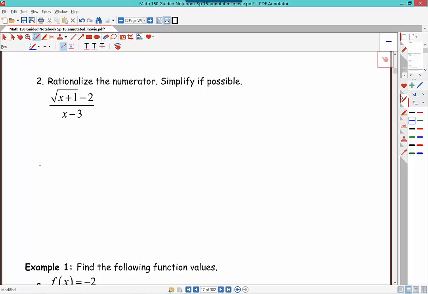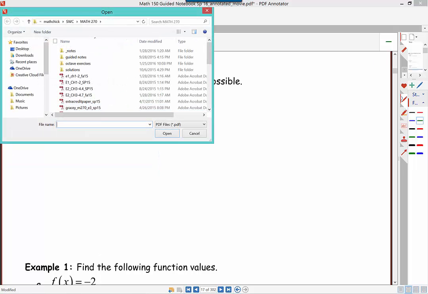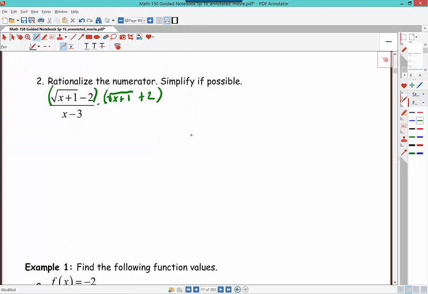There's a whole evil plan, okay? So to rationalize the numerator, basically you are looking to generate a difference of squares situation. So here you've got something minus 2, so you want to multiply it by that something plus 2. So what's that something? Very good, the square root of x plus 1. And the reason we're doing this is because this is going to generate a difference of squares situation where we won't have a middle term and we'll have gotten rid of the radical that's in the numerator.